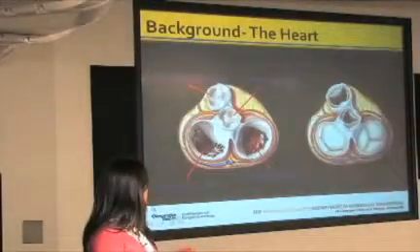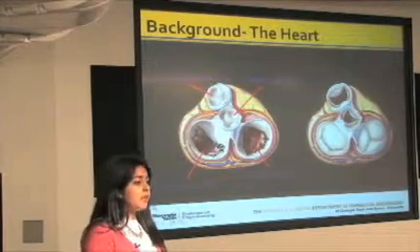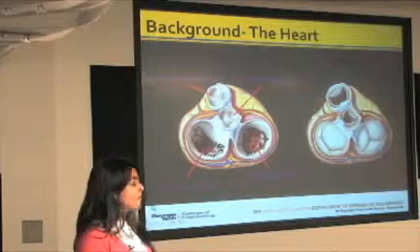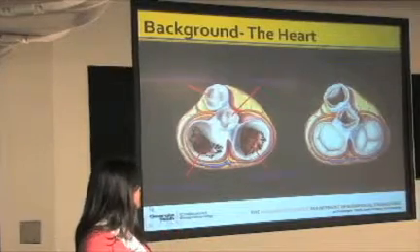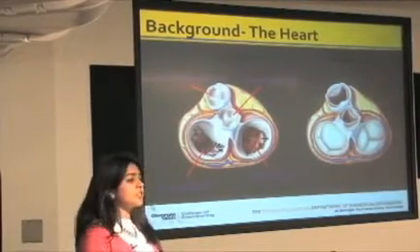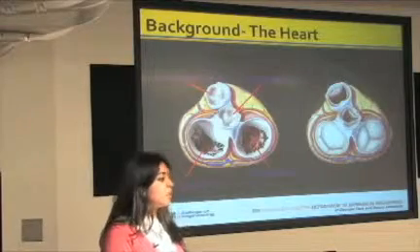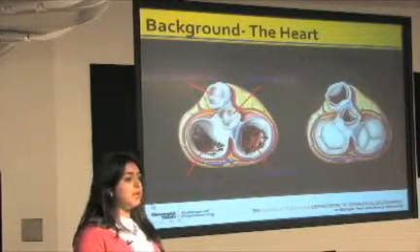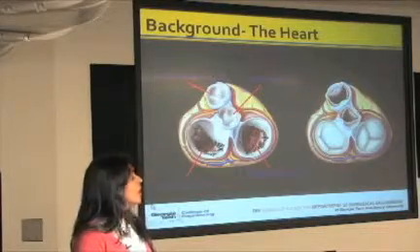This is just to start off a little bit of background about the heart. There are 4 valves, and my project revolves around the aortic valve, which is the valve in the center. These pictures show the closed and open positions, and the role of the valves is to direct blood flow in a single direction through the heart.